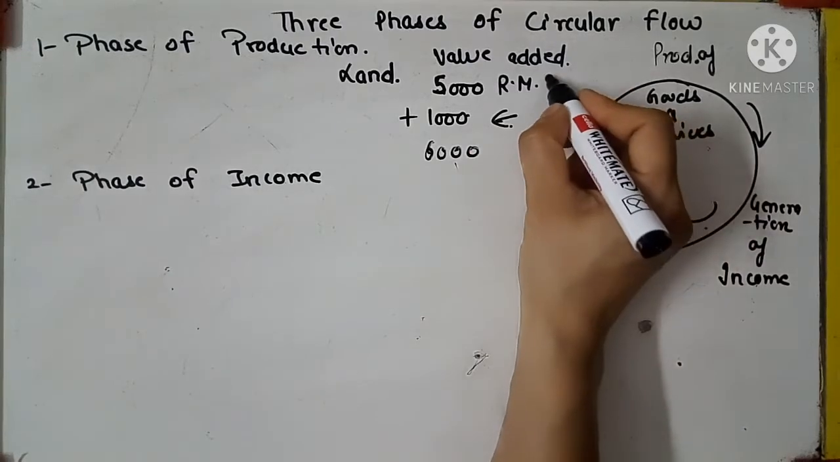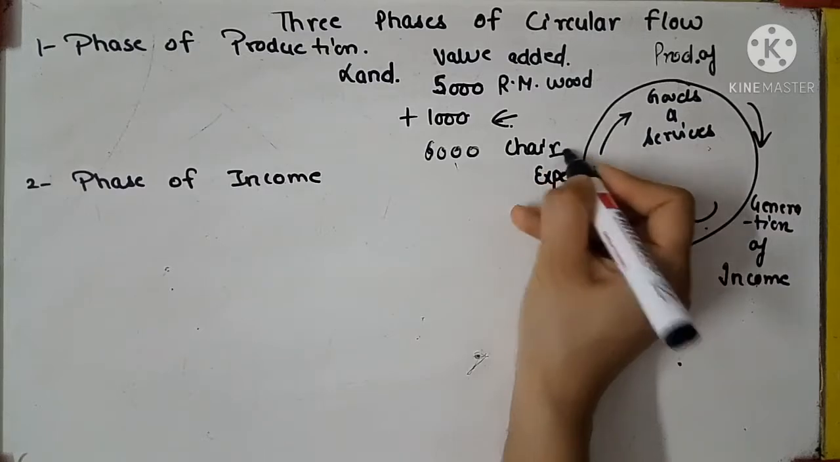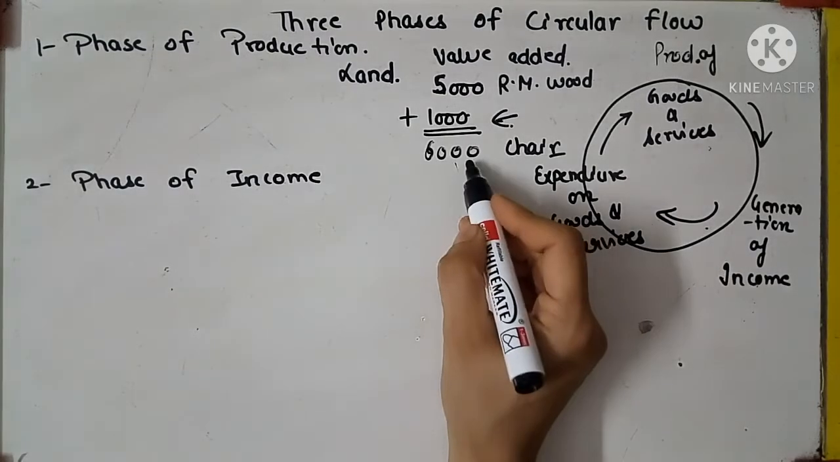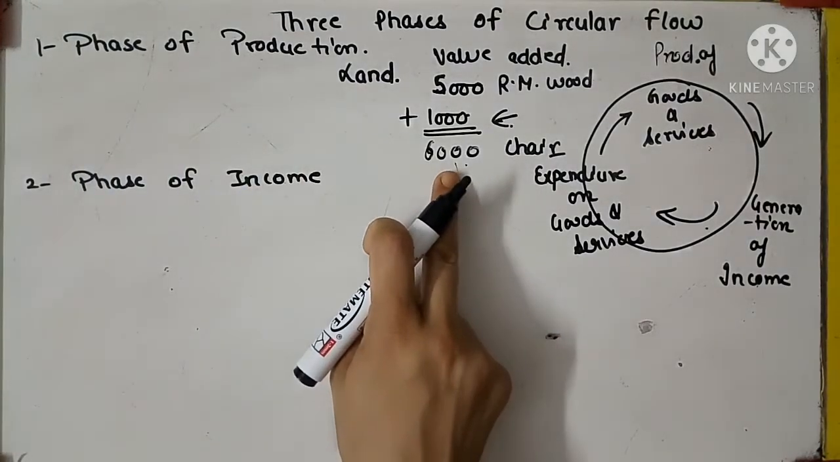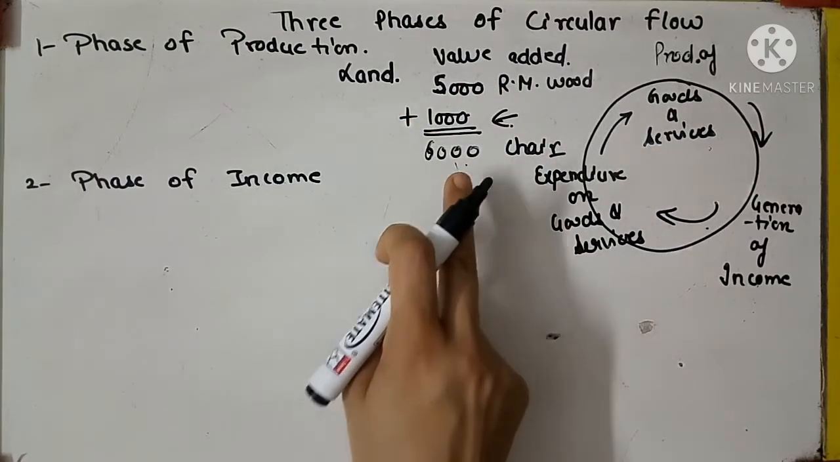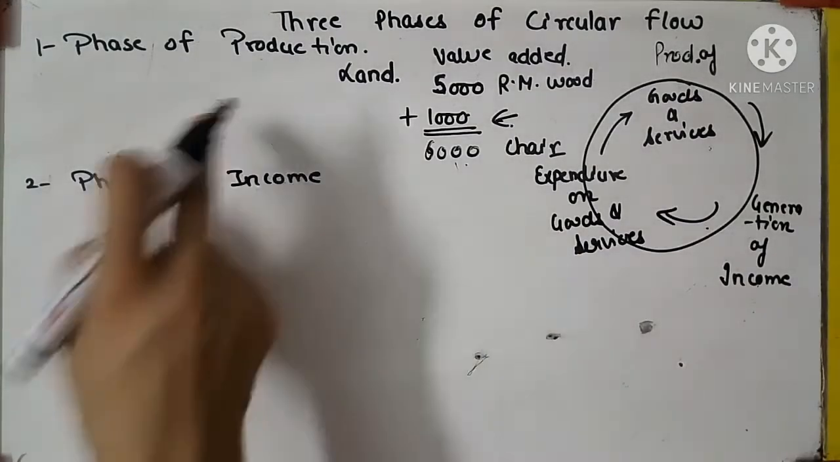We can take the example of wood. The cost of wood is 5,000, and by producing a chair I add value of 1,000, as I am using Fevicol, nails, and labor also uses machinery. So the cost of the chair is 6,000. So this phase of production is the phase of value added, by using the factors of production that I buy from the household sector. Now this is the phase of production.